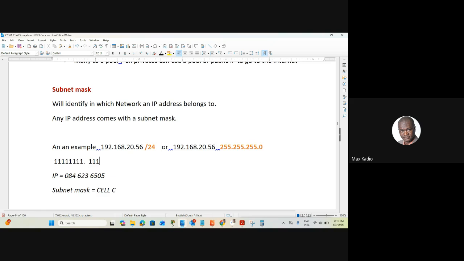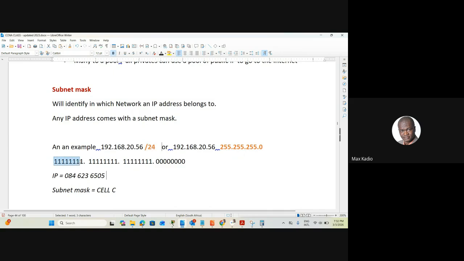An IP address has 4 parts. So an IP address has 4 blocks: the first block, second block, third block, and the last one. When you say /24, there should also be 4 blocks. We say /24 because it means I have 24 ones. 8 plus 8 plus 8 is 24.